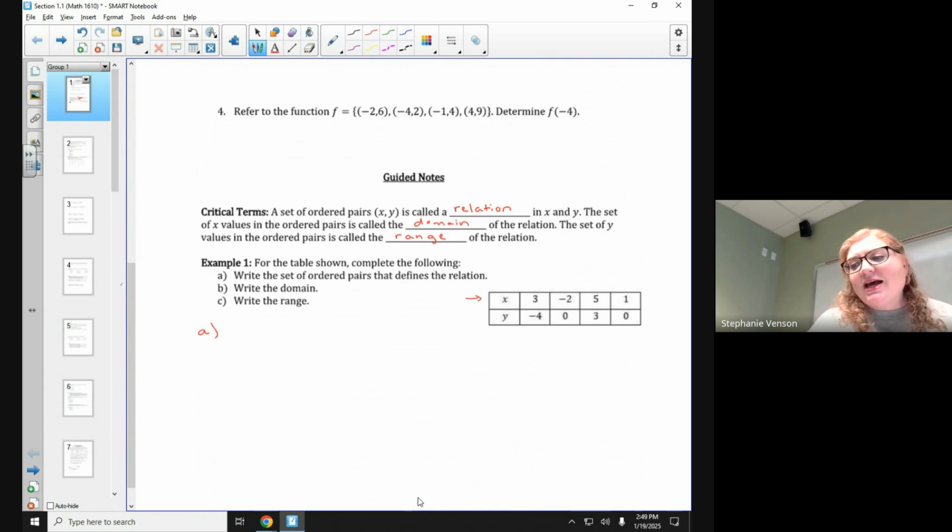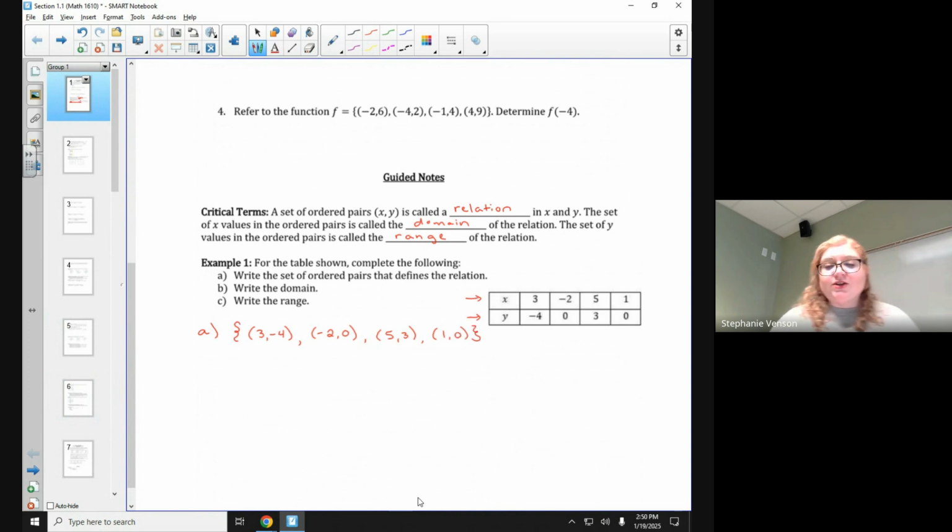You can see this is the x line and the y line. And we'll put our ordered pairs in a set of curly braces and separate them with commas. So the first ordered pair is 3, -4. The second one is -2, 0. The third is 5, 3. And the fourth is 1, 0. That's all they wanted us to do for part A.